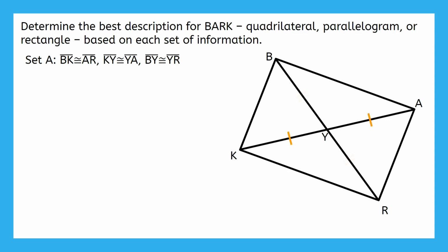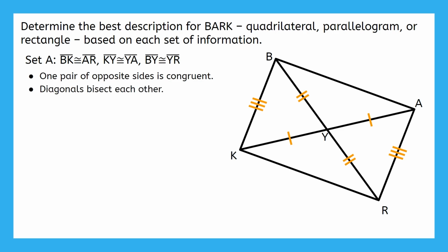Your picture should now look somewhat like mine, although we may have used different numbers or tick marks for different congruences. This gives me one pair of opposite sides that are congruent. Also, diagonals that bisect each other. Knowing that, which of the three labels is the best for this set of information?